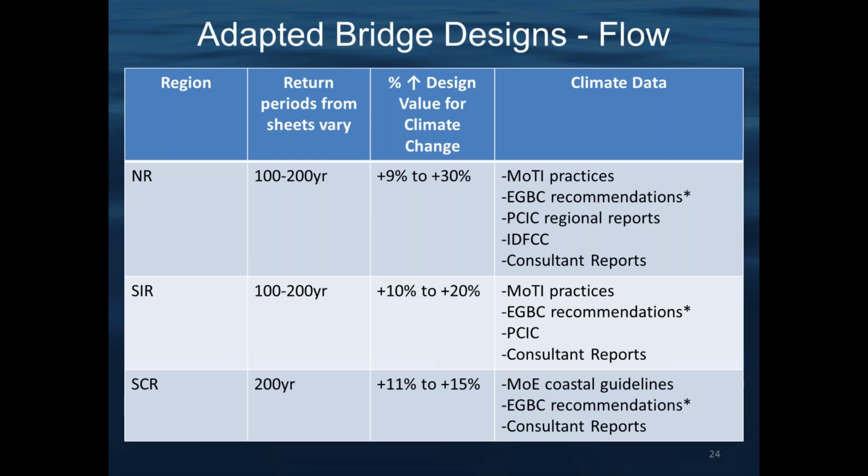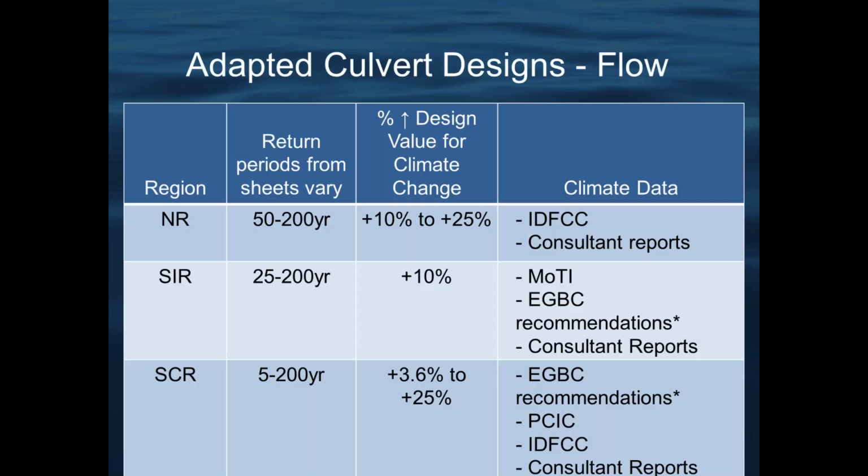Some of the information that we're already getting back from the projects is that in our northern region, which is sort of everything north of Quesnel, we're seeing percent increases up to 30%. In the interior, we're seeing increases maybe 10 to 20%. And on the coast here, we're seeing 11 to 15%. And that seems a little low. That's because we're already experiencing lots of rain, and people are used to designing for high flows on the coast.